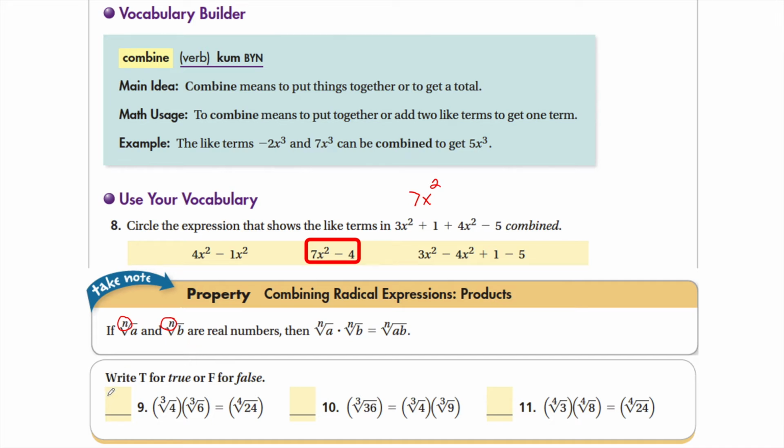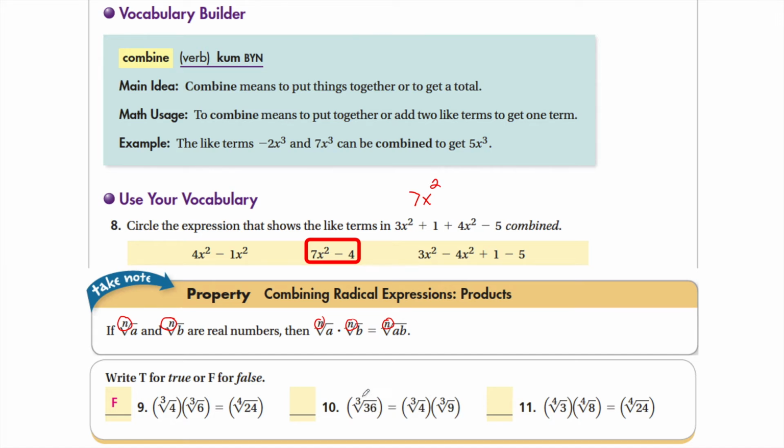So if we take a look at the very first one, we get the cube root of 4 times the cube root of 6 is going to equal the 4th root of 24. Well, right here, we have the nth root of a times the nth root of b equals the nth root. So notice the index stays the same throughout, even into the combined portion. Therefore, that one is false.